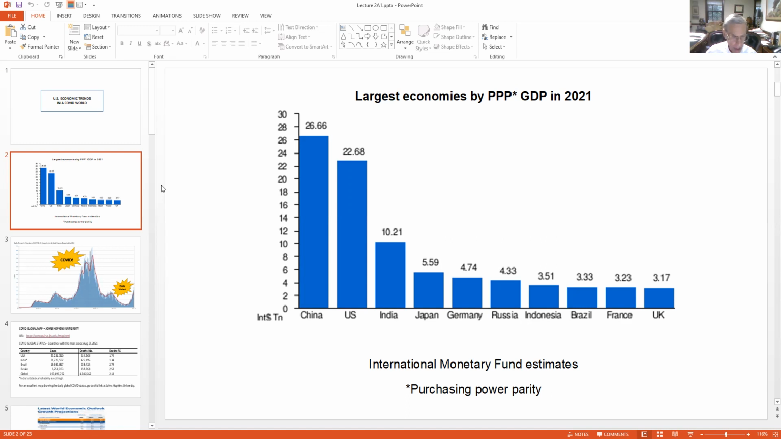But it's helpful to simply remember that the US economy is now in a much more competitive circumstance than it used to be, and that China is challenging the United States on many fronts.